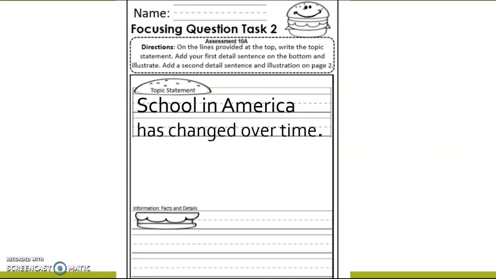And this is the first page we're going to be working on. As you can see, I've already written in our topic statement. Our topic statement says, school in America has changed over time. What we're going to do now is sound out our next sentence. Our sentence is going to say, long ago, people used chalk. So now we're going to sound it out. Our first word is long.